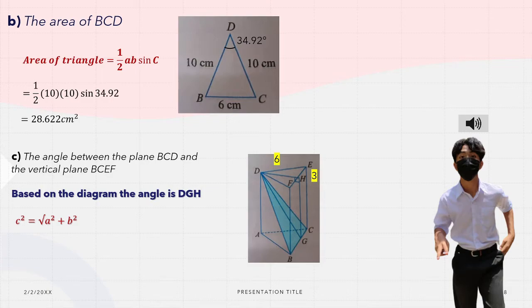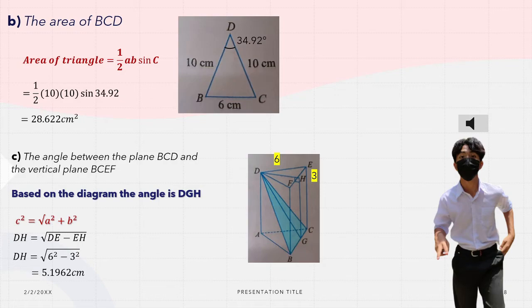What is the Pythagoras theorem formula? As you can see on the screen, the red colored writings at the left side: C squared equals A squared plus B squared. So what do we need to find? We need to find DH first. So DH equals the root of DE. What is DE? DE is 6. So the length of DE is 6, and we will put that in the formula.